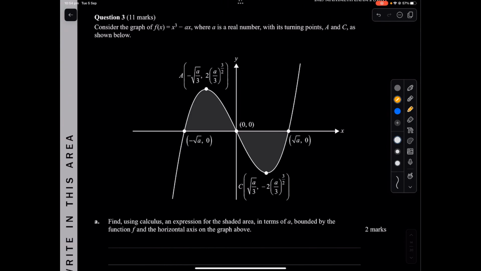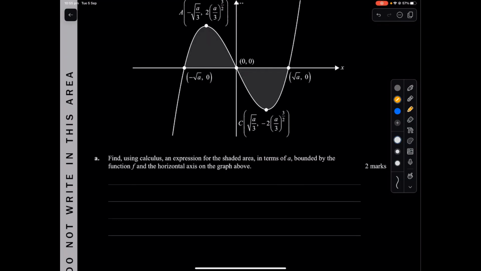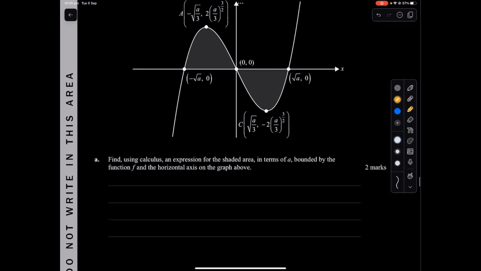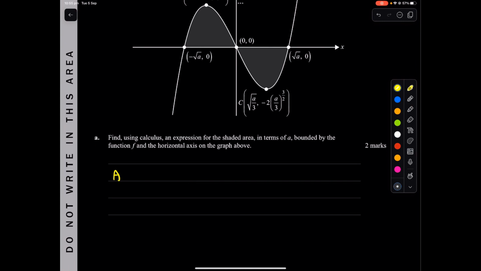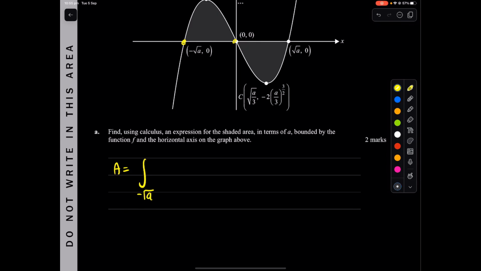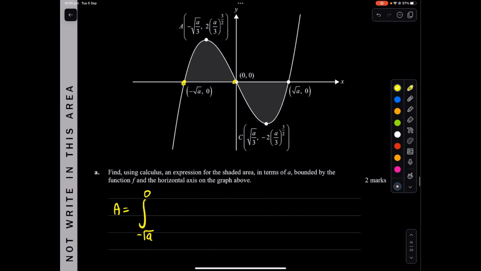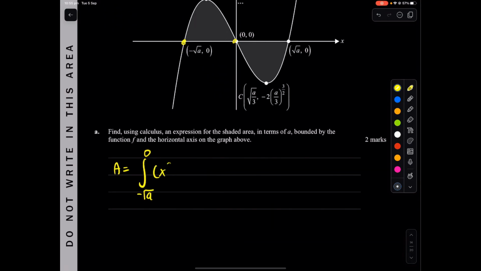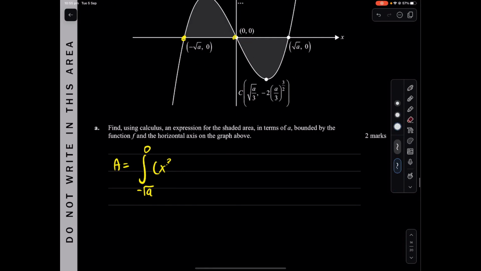Question 3. Consider the graph of this, where a is a real number with a turning point A and C, as shown below. Find, using calculus, an expression for the shaded area in terms of a, bounded by the function g and the horizontal. So we just want an expression for that shaded area. We can say that the area is equal to the integral from negative a to 0 of f of x, and f of x in this case is x to the power 3.